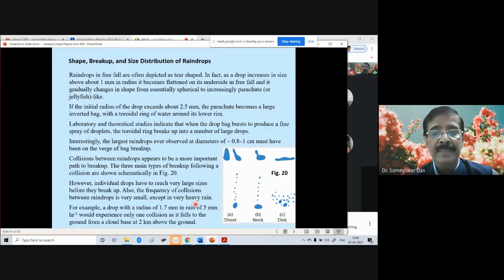For example, a drop with a radius of 1.7 millimeter in rain of 5 millimeter per hour would experience only one collision as it falls to the ground from a cloud base at 2 kilometers above the ground. In such a situation, the raindrop will experience only one collision, and this is what is observed from the laboratory studies, that the typical radius of 1.7 millimeter and rainfall intensity of 5 millimeter per hour would have only one collision as it falls toward the ground.